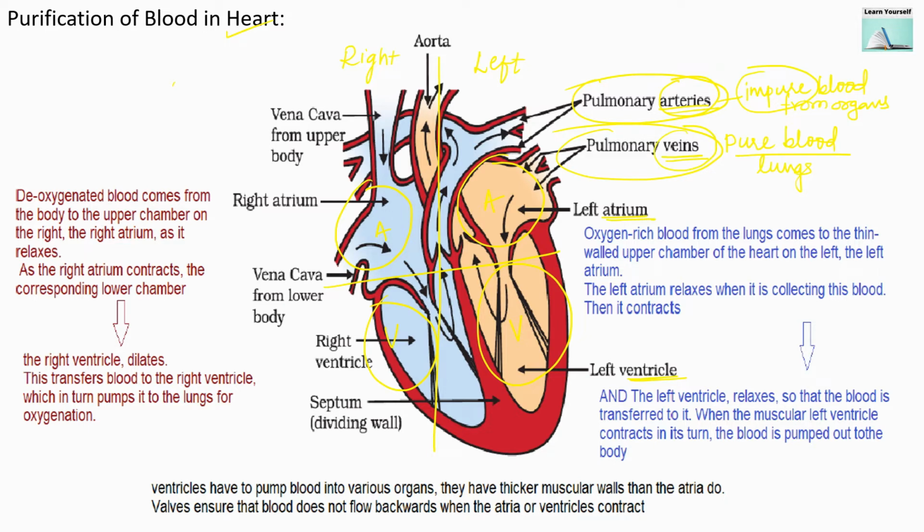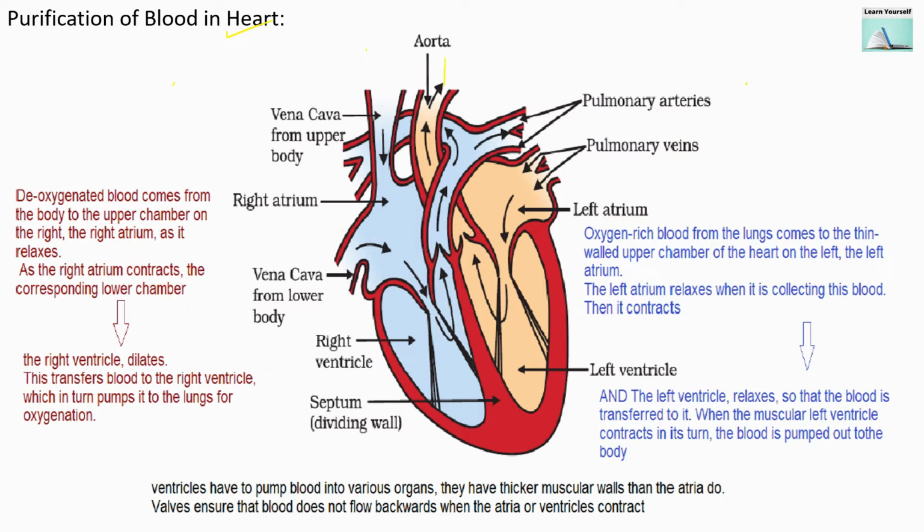Except these two, pulmonary artery and pulmonary veins, for other arteries and veins the functions are: the arteries circulate oxygen rich blood and veins take the impure blood from organs to lungs. So these things you have to remember. Now let us get into the detail.